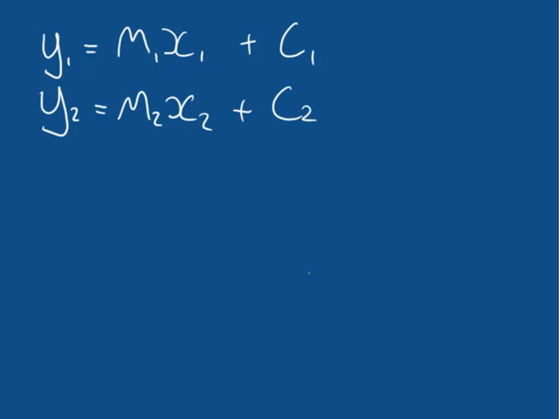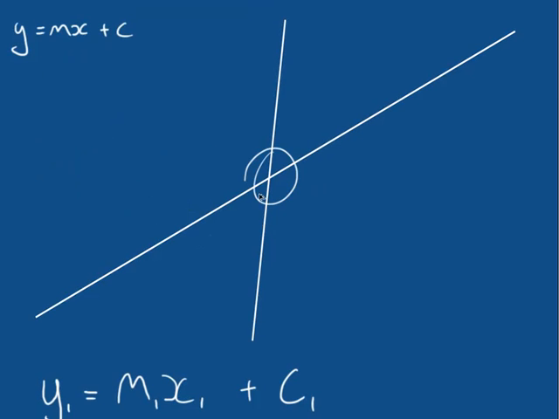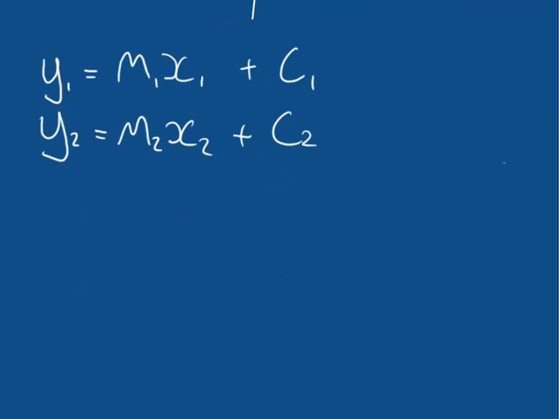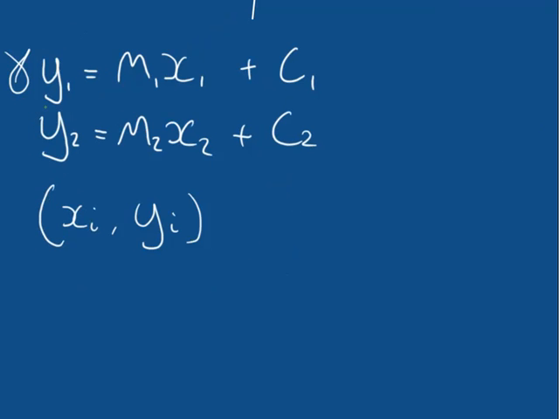Well, we know that the point of intersection is going to satisfy both equations. So if we say that the point where these two lines cross right here has the coordinates xi, yi, i being a way of indicating intersection in this case. So we have a point of intersection, xi, yi, and we know that this point satisfies both equation 1 and equation 2.